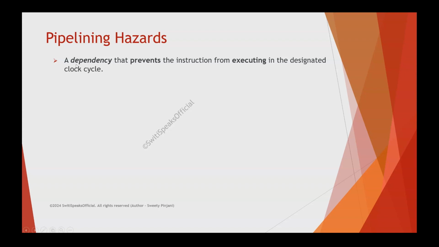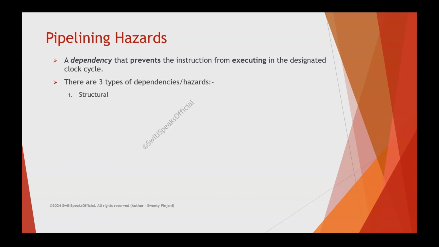What do you mean by pipelining hazard? A pipelining hazard is necessarily a dependency which will prevent your instruction from executing in the designated clock cycle. I have highlighted the keywords: a dependency that prevents the instruction from executing in the designated clock cycle is a pipelining hazard. There can be three types of dependencies, or we call them hazards.